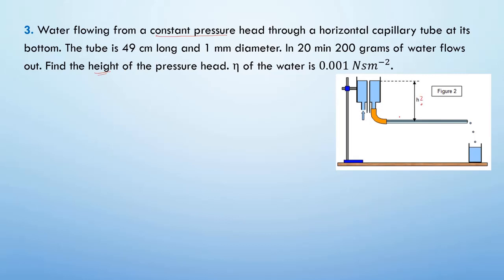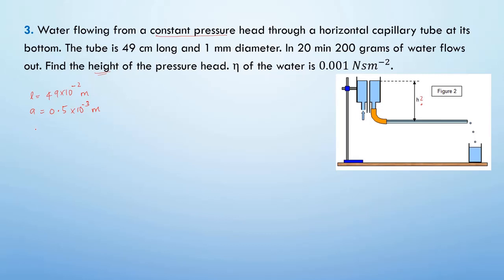So what are the other information given to us? The tube is 49 centimeter long. That is, length of the tube is 49 into 10 to the power negative 2 meter. It is 1 millimeter diameter. Therefore, the radius is 0.5 into 10 to the power negative 3 meter.